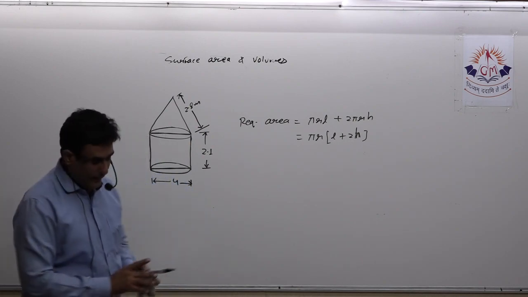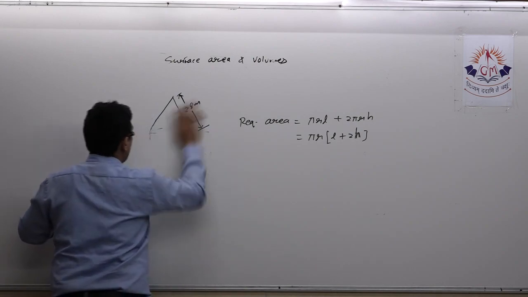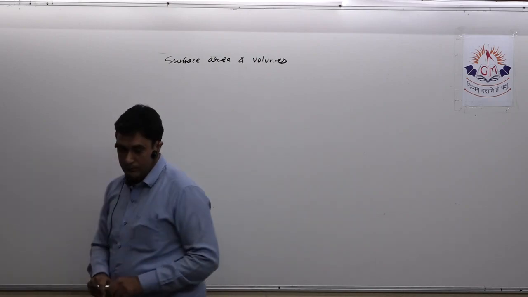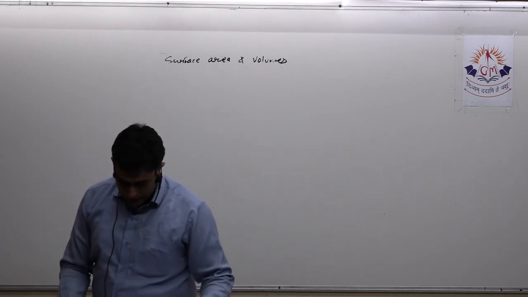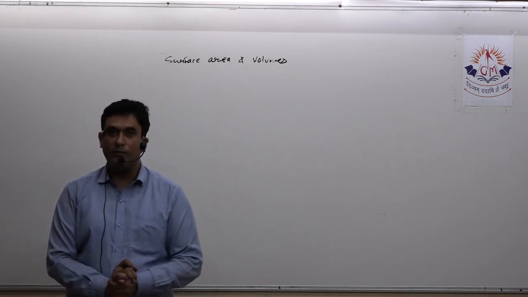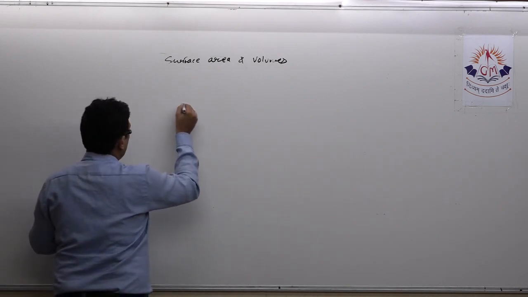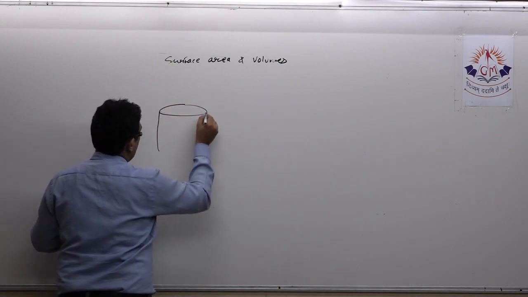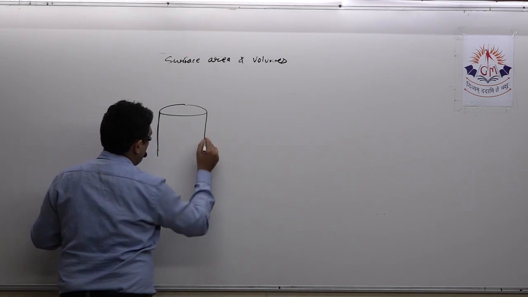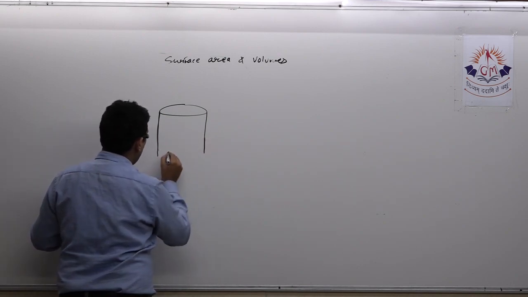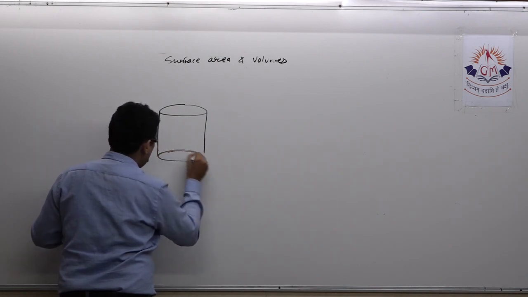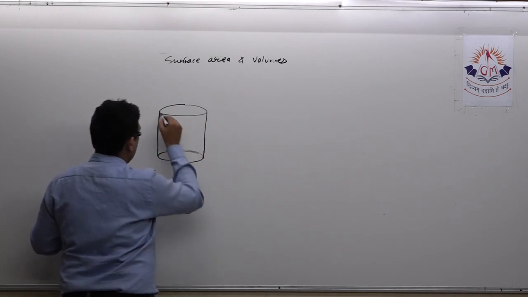Okay, now question number 9, its first part. Question number 9 says a wooden article was made by scooping out a hemisphere from each end of a solid. There is a cylinder and a hemisphere is scooped out. Scooped out means taken out. A hemisphere is taken out from each of its ends.